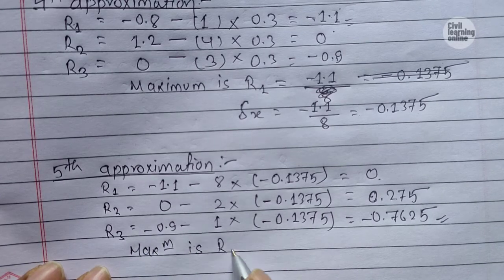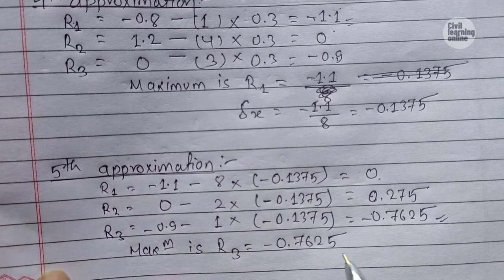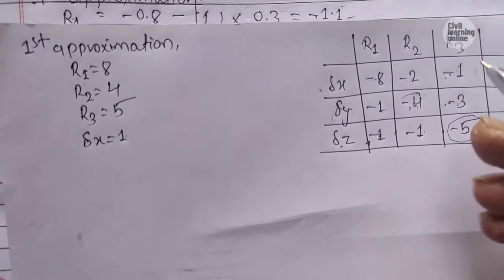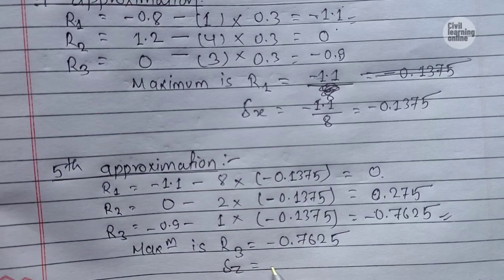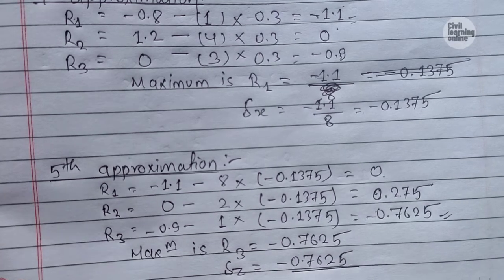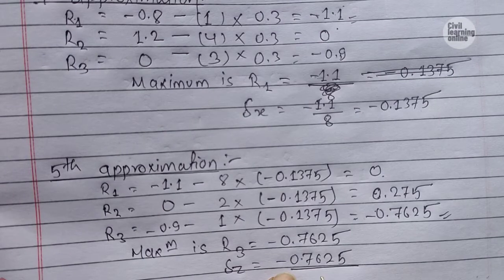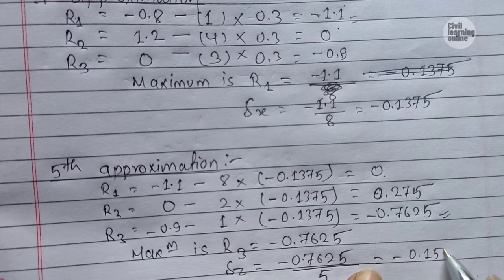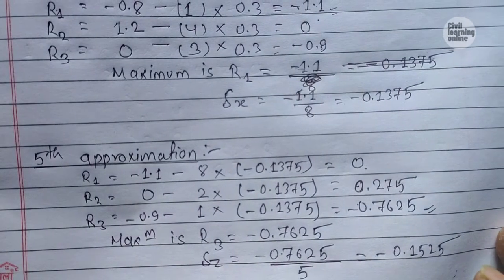So we will have the maximum as R3 equals to minus 0.7625. Now as R3 is greatest, in R3 we have the greatest value as del z, so we need to calculate del z. So del z will be equal to minus 0.7625, and the greatest value in the del z row was 5, so divide this by 5, and we get the value as minus 0.1525. These were the things we needed to do in the fifth approximation.